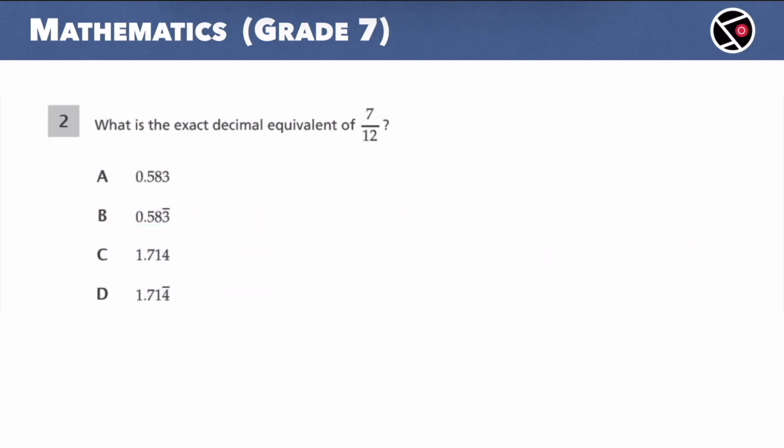Problem 2. What is the exact decimal equivalent of 7 by 12? We have 7 and we divide this by 12. 7 is smaller than 12, so we get a 0 here, a decimal, another 0. 12 5s are 60. 70 minus 60 gives me 10. Another 0. 12 8s are 96. 100 minus 96 is 4.